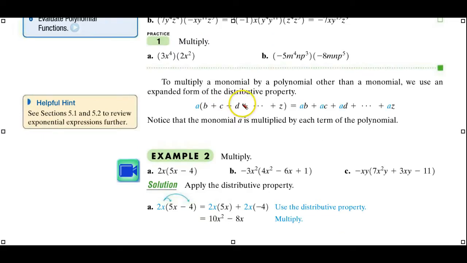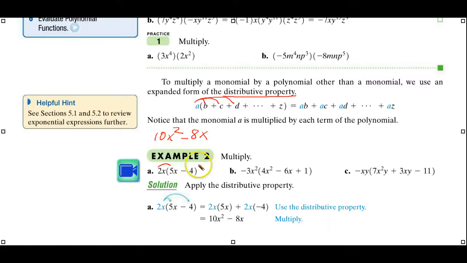In example 2, we're using something we had way back in chapter 1, the distributive property, where we took a term and then multiplied it by each of the terms in the parenthesis. So what we see here, we're multiplying a monomial by a binomial, and we're just going to distribute. So 2x times 5x is 10x squared. 2x times a negative 4 is a negative 8x.